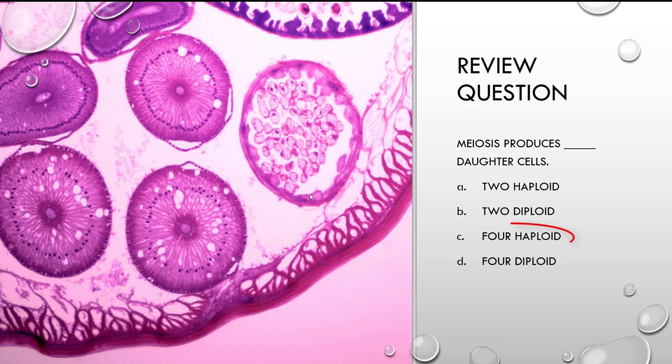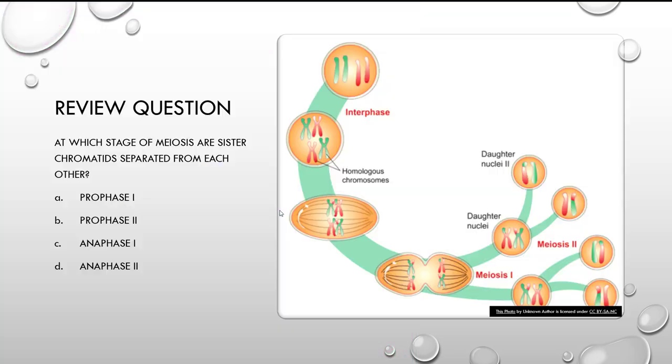If you said 4 haploid daughter cells, I would agree with you. So remember, at the end of meiosis, we have 4 genetically unique combinations of the chromosomes, so 4 haploid daughter cells. Here's another question. At which stage of meiosis are sister chromatids separated from each other? Is it during prophase part 1, prophase part 2, anaphase part 1, or in anaphase part 2? So when do the sister chromatids separate from each other?